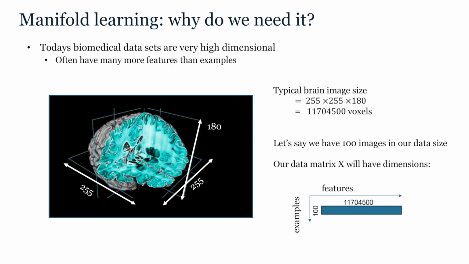Today's medical imaging datasets are very high dimensional. For example, let's take just one magnetic resonance brain volume. This is an image defined on a volumetric grid with a not unusual resolution of 255 by 255 by 180. So if we were to consider each data point as a separate feature, we'd have over 11 million features per image. However, MRI imaging is very expensive, so it's very unlikely that we would be able to acquire millions of MRI scans. This means that typically our datasets have many more features than examples.